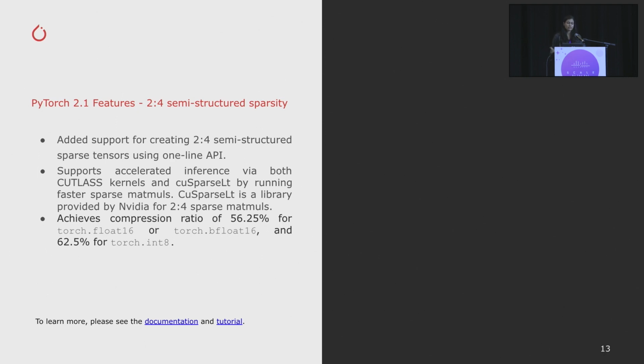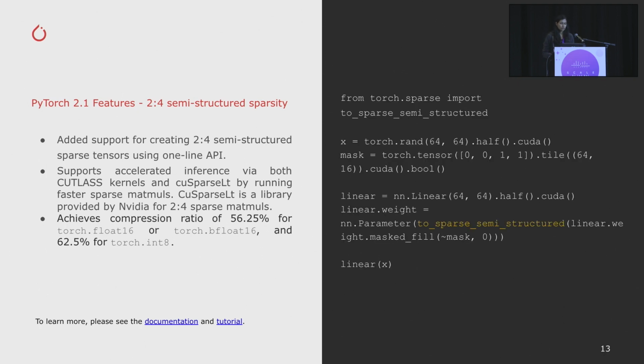By compressing the tensors to this format, you can achieve a compression ratio of 56.25% for float16 and 62.5% for int8. So here's a code snippet on how you can use this API. You first have your input tensor here, which is x, and then you instantiate a mask. This is just for illustration purposes. You can use different pruning algorithms to determine how you calculate this mask.